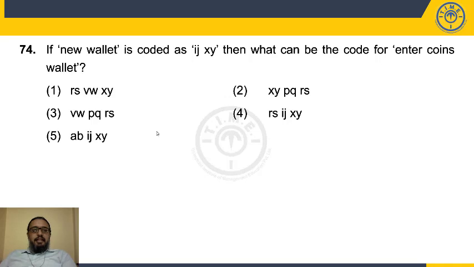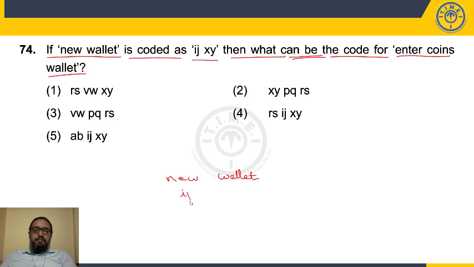Right. And then next, if new wallet is coded as IJXY, then what can be the code for enter coins wallet? So it says new and wallet is coded as IJXY. Now since we know for new, it can be IJ or RS, correct? And then he is asking us to pick IJ as the code for new. So I cannot have RS. So RS must be the code for what? Enter. And that is where he has given the sentence enter coins wallet. What can be the code, he says.